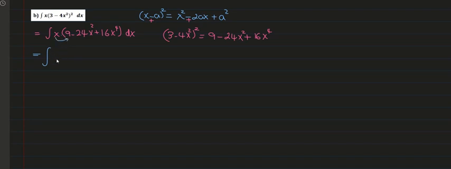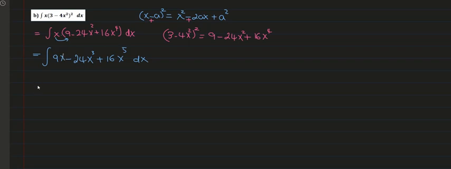Now let's distribute the x to the other terms to have 9x and then minus the 24x squared times x, which will be 24x cubed, and then plus 16 x power 4 times x, it will be x power 5 dx. Yes, now we are ready to apply the rule.